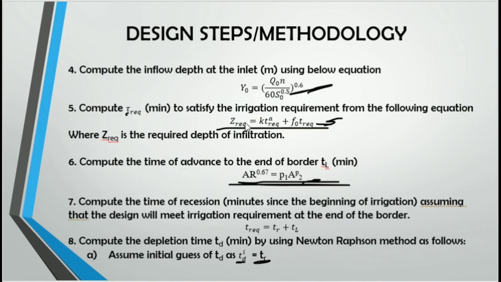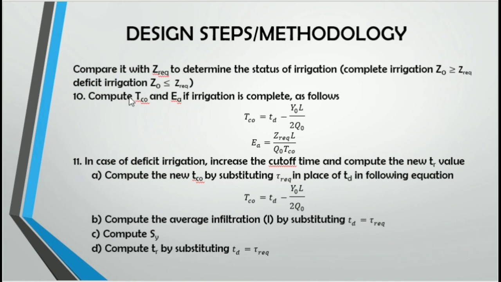We will compute your ZREC. And now, compare it with ZREC to determine the status of irrigation. Complete irrigation, your ZO, or your infiltration depth in the border inlet, will be a complete irrigation if the infiltration depth at the border inlet is greater than your ZREC, but it will be a deficit irrigation if your ZO is less than your infiltration requirement.